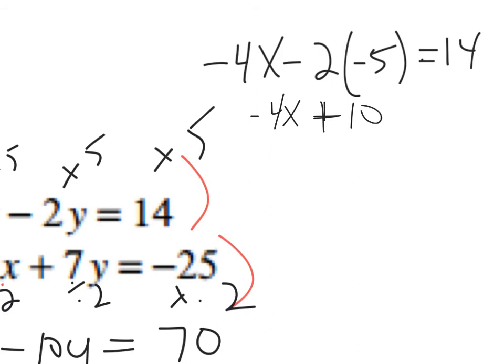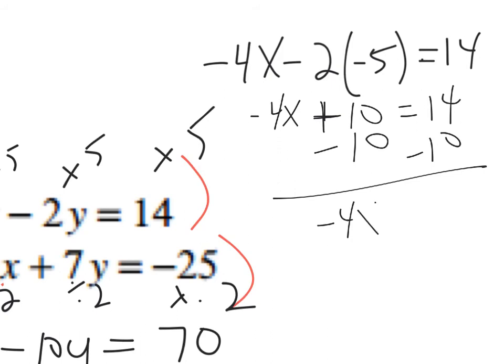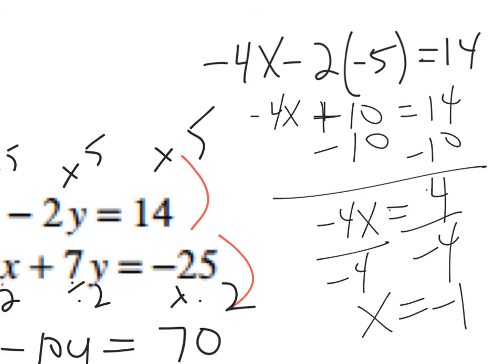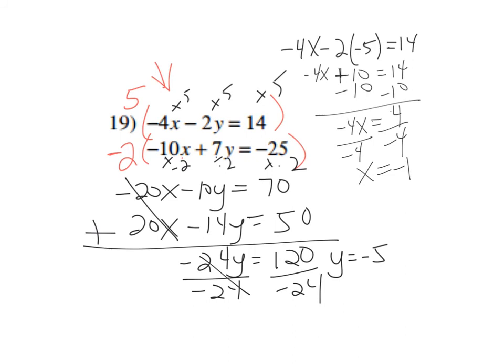Multiplying negative 2 times negative 5 gives me a positive 10. Subtract 10 from both sides. So I have negative 4x equals 4. Divide both sides by negative 4. X is negative 1. So that's a different kind of situation because we had work that we had to do before we even added them together to cancel out a variable. Let's go to the next one.